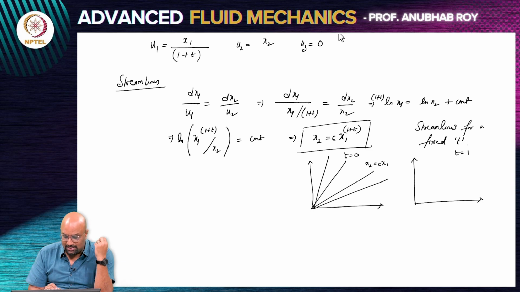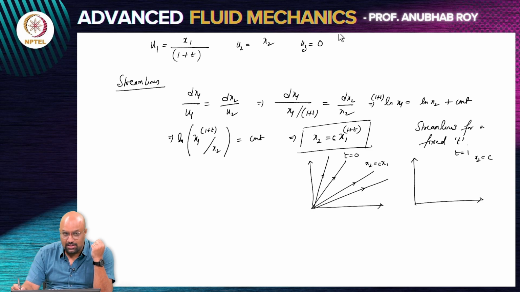And once again, as I said, it's useful to have the direction pointed out. So the velocity is outward in this case. At any point, if x1 and x2 were positive, both u1 and u2 would be positive. What about t equals 1?